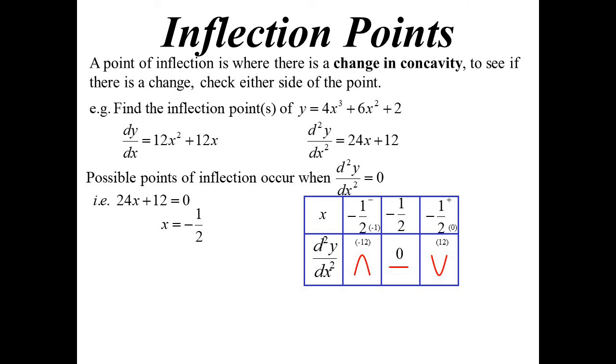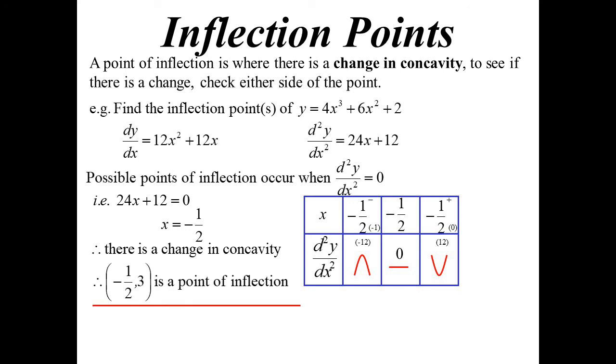It is important that you write your conclusion. There is a change in concavity. So you're explaining why this possibility is an inflection point. Well, it's an inflection point because I've found that yes, it does have a change in concavity. So therefore, (-1/2, 3) is a point of inflection.